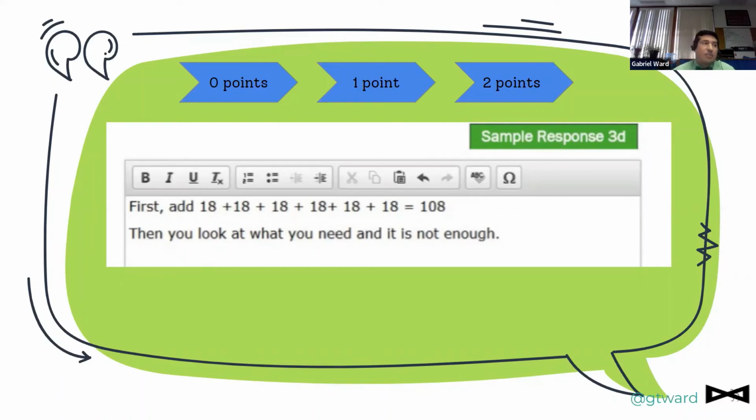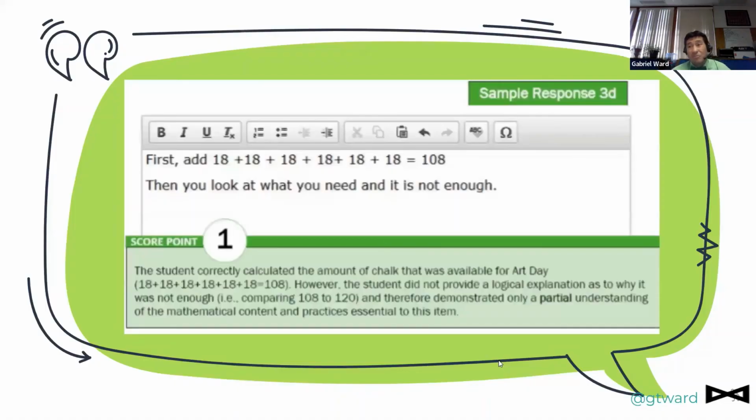And then eventually I show them, okay, this one actually earned a 1. Why? Why did they get a 1? SBAC provides rationale for each of their responses. So in this case, they correctly calculated, so the computation's fine, right? However, they didn't really elaborate or expand upon why it was not enough. They didn't tie the fact that they needed this many and 108 is less than what they actually needed. So they have to be very clear.